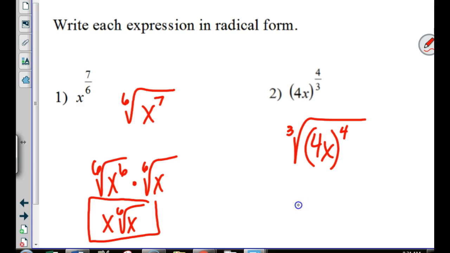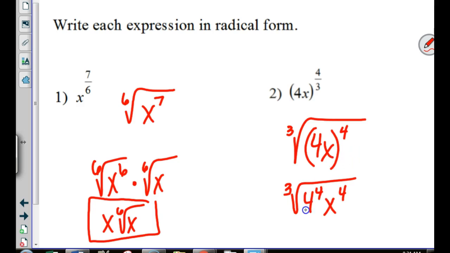What do you want to do first? Can't really cube root those things yet. So if we do this to the 4th, anybody know what 4 to the 4th is? Actually, I'm just going to write it that way for a second. We'd have a 4 to the 4th and an x to the 4th. Is everybody okay that that applies to both?